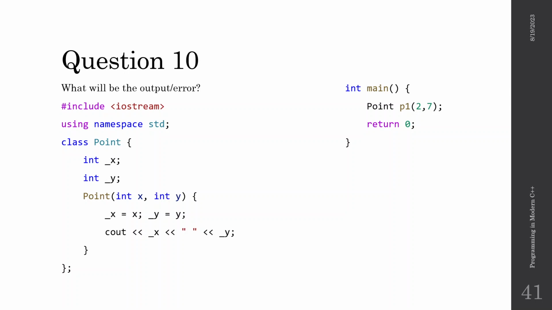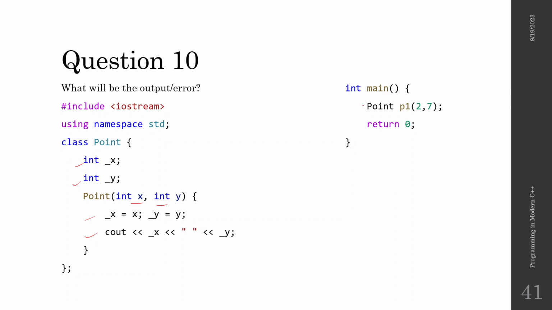Okay, now let us discuss the solution. So the class itself is very simple. It's a point class with data members x and y, and then we have a constructor which accepts two values and sets the values, and it also prints the values.